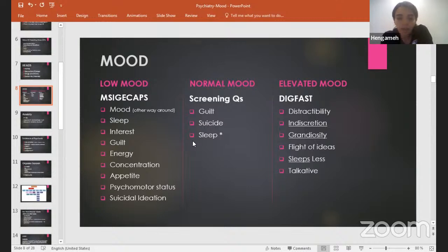Then we have elevated mood. So elevated mood, we need to ask, have you ever felt the other way around? Because it's two extremes of mood.